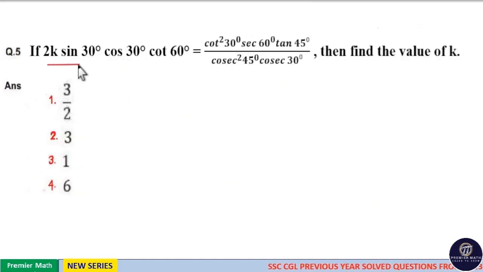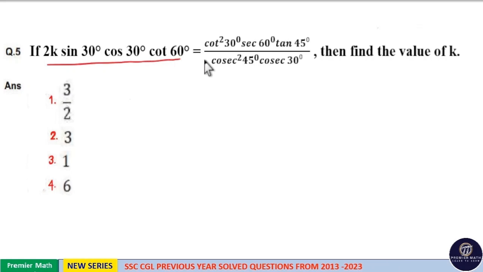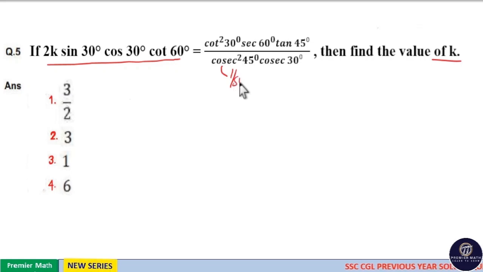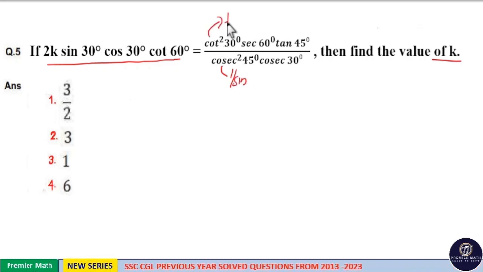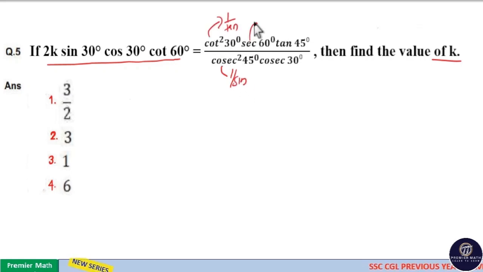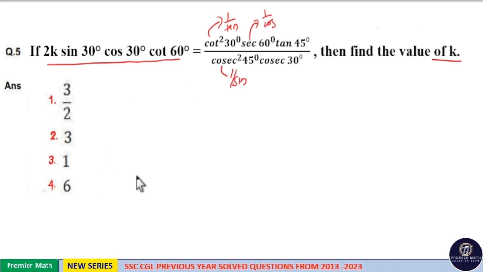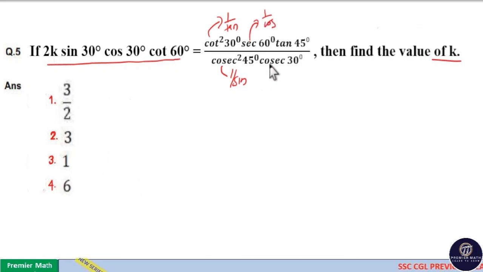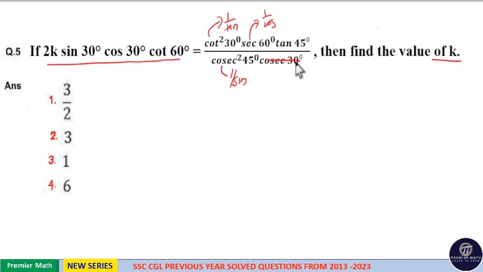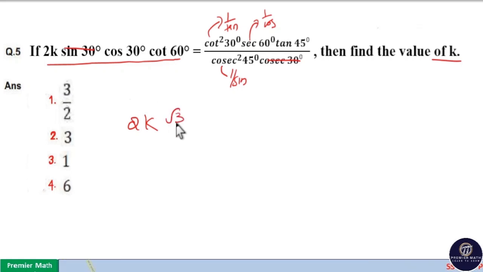If 2k sin 30 cos 30 cot 60 is equal to cot square 30 sec 60 tan 45 divided by cosec square 45 cosec 30, then find the value of k. Here cosec is equal to 1 by sin and cot is equal to 1 by tan and sec is equal to 1 by cos. Now here cosec 30, 1 by cosec 30 is equal to sin 30. So cancel each other. Remaining is 2k into cos 30 is equal to root 3 by 2.